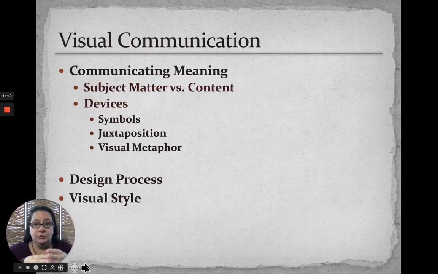So we're going to talk a little bit about the distinction between subject matter versus content. And some of the devices I want to introduce today are symbols. We talked about juxtaposition, but I'll recap that, visual metaphor, and then the design process we've already talked about, but showing you how that fits in here. And then the visual style, which I'm just going to touch on today because we have a whole unit where we're going to focus on that more in depth.